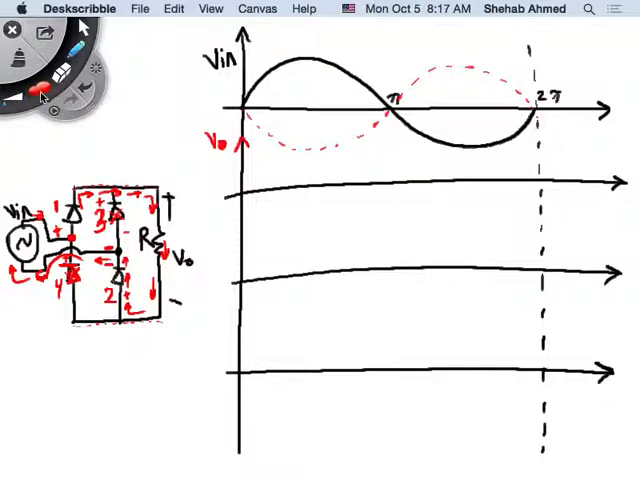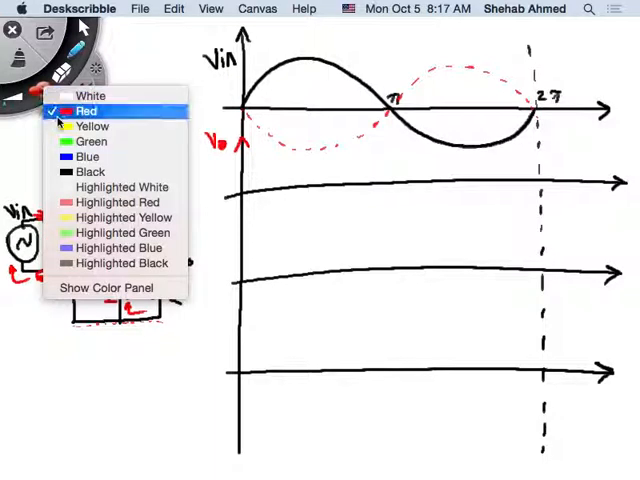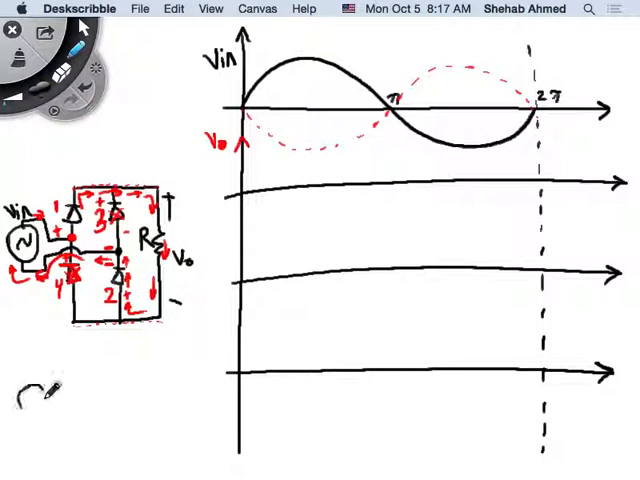How about the negative half cycle? We can redraw the circuit. It's the same way? It goes all the way through. No. How come? No, let's draw it again. Yeah, let's redraw it.